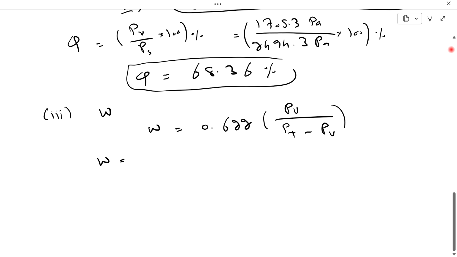So specific humidity is equal to 0.622 into pressure of water vapor, which is 1705.3 (PV is given to us), divided by PT minus PV.